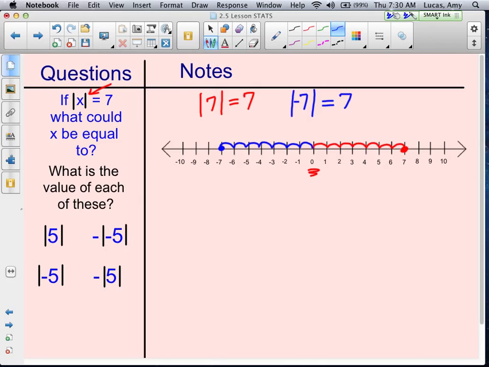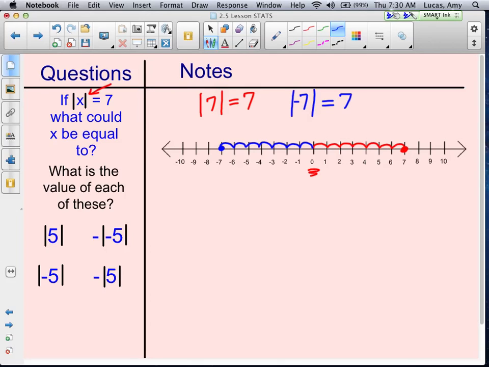If you don't believe me, I want you to think about when you measure something, when you measure a distance, what do you take out to do your measuring? You may take out a ruler, you may take out a yardstick, a meter stick, a tape measure, whatever it is that you take out to measure with, it does not have negative numbers on it. So a distance cannot be negative.